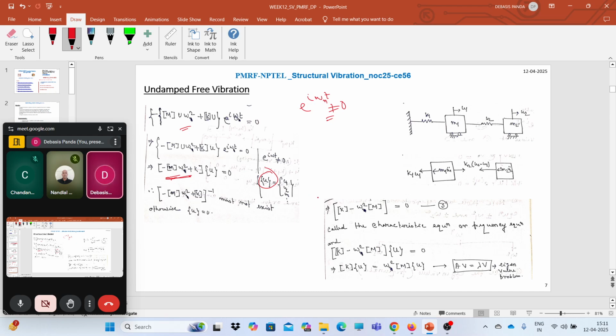So what do we need to do? We need to make the determinant of this equal to 0, that is, k minus omega square m equals 0. This equation is called the characteristic equation, or the frequency equation, for this multibody system. If you look at this equation, it comes in the form of the characteristic equation for the eigenvalue problem.